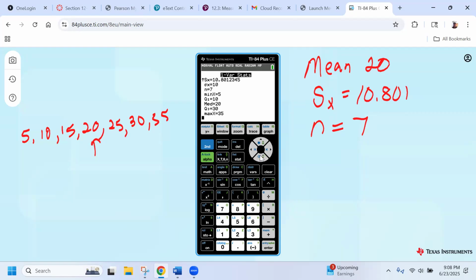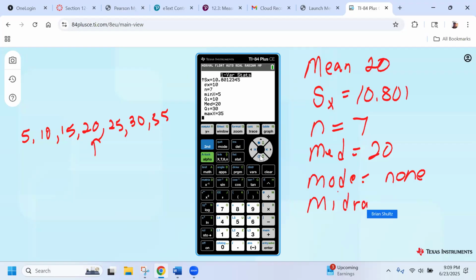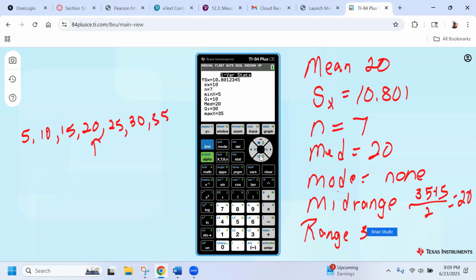But for right now, median is 20. No mode. Mid-range: 35 plus 5 divided by 2, 40 divided by 2 is 20. The range, which I talked about a second ago, 35 minus 5 is 30.